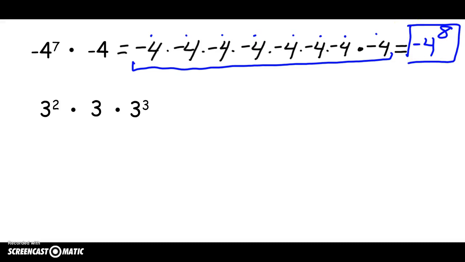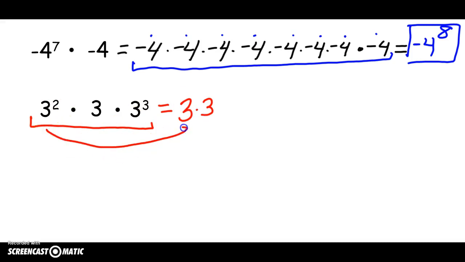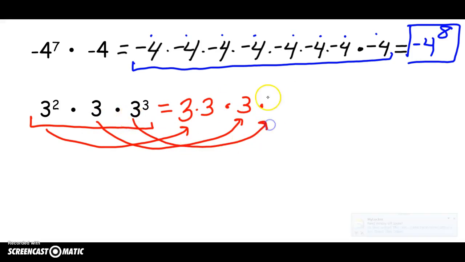Now, the next example shows a product of 3 exponents. I'm going to do it exactly the same way. 3 squared is 3 times 3. So I just rewrote that. Times 3 times 3 squared, which is 3 times 3 times 3. My base stays the same, so I have 3, and then 1, 2, 3, 4, 5, 6. So there's 6 of them.